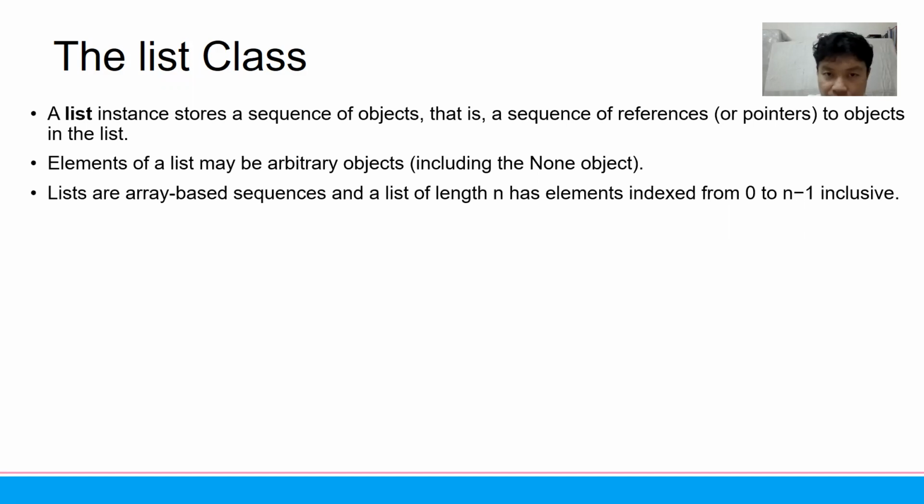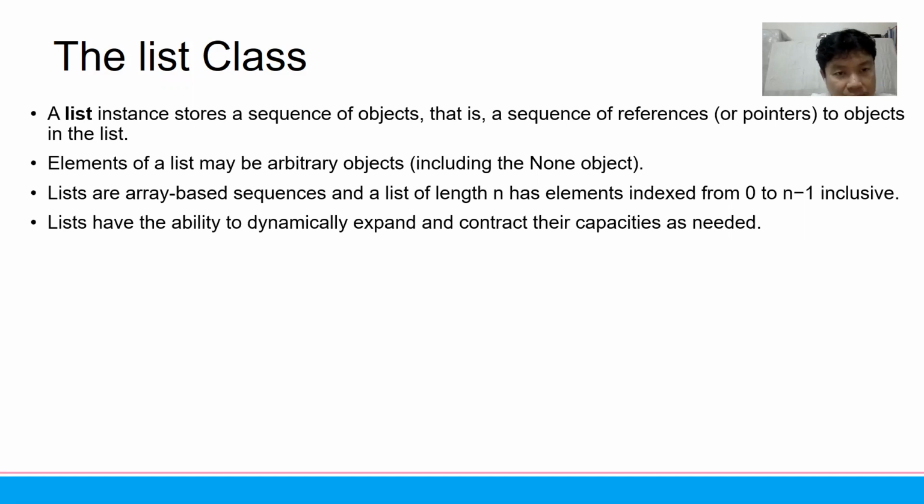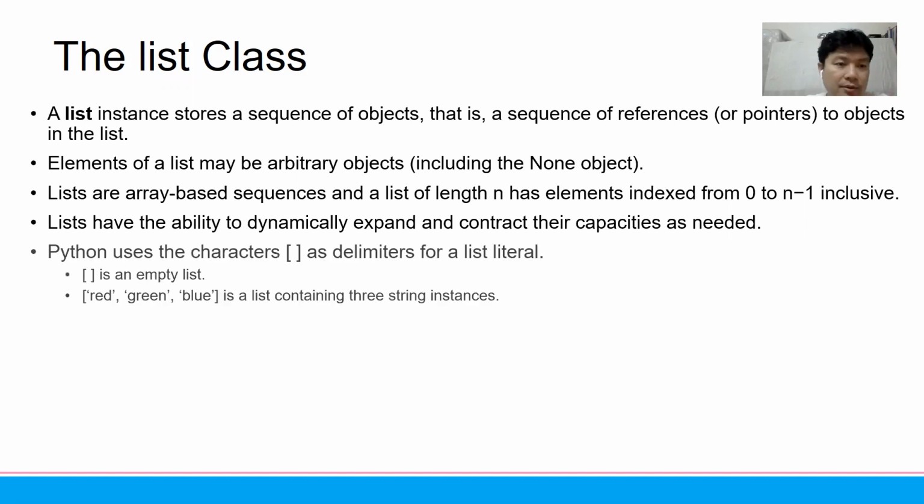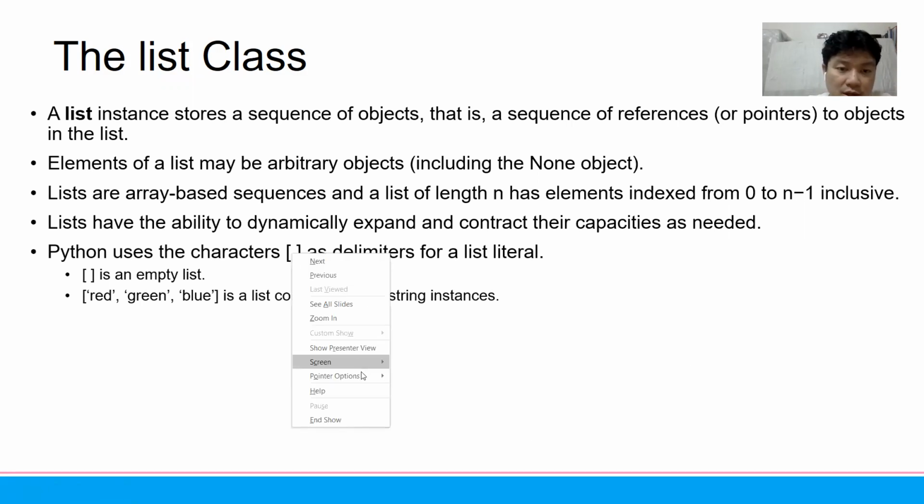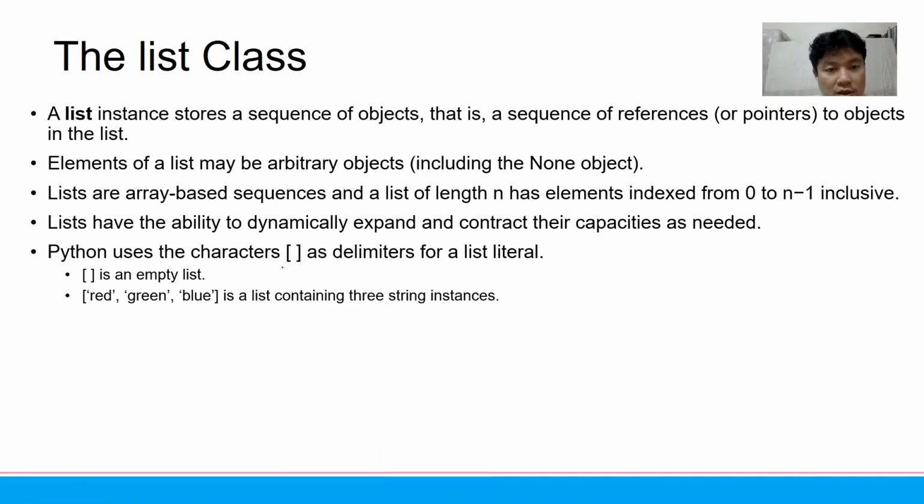So the starting index in a list is 0. Lists have the ability to dynamically expand and contract their capacity as needed, so when you have a list, you can add to it. Python uses the square bracket character, and the square brackets indicate a list literal. If this is used, then it is a list.